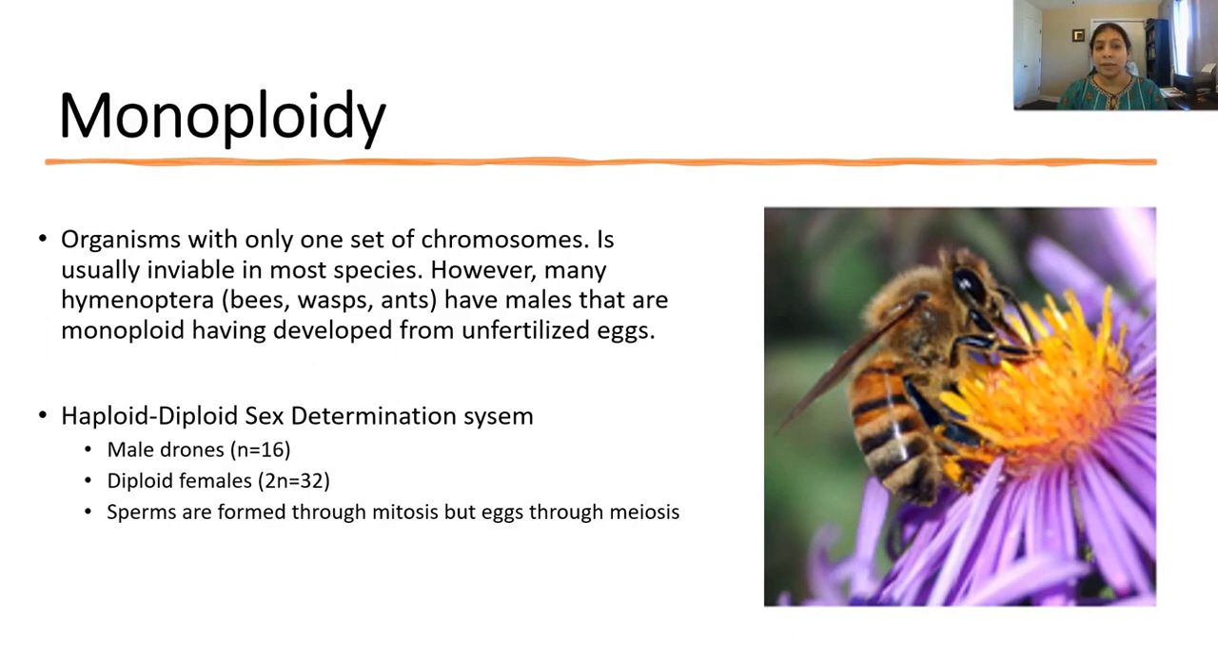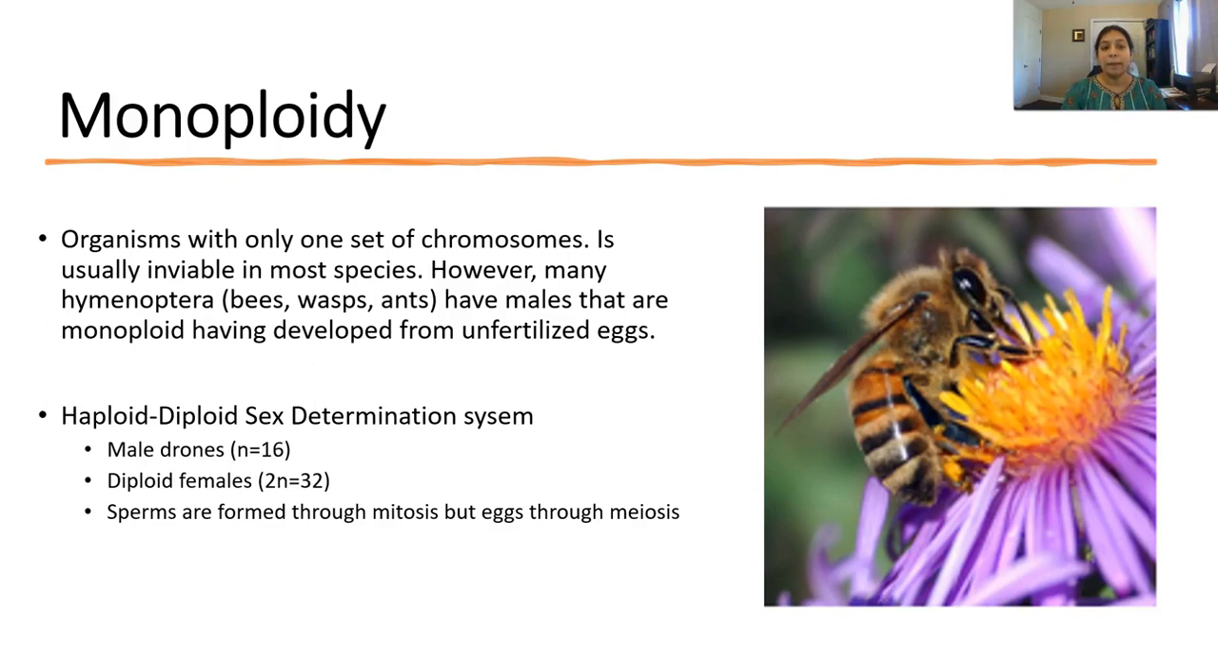Organisms that only have one set of chromosomes are usually inviable for most species, but hymenopterans like bees, wasps, and ants have males that are monoploid and develop from just unfertilized eggs. If the egg is fertilized, you get a female because you get a diploid organism, but otherwise you just have a haploid male, like male drones. This is a haploid-diploid sex determination system rather than an XY or ZW system.